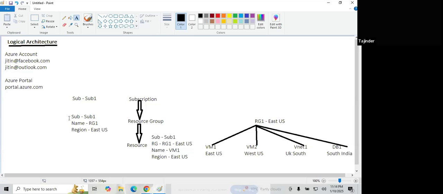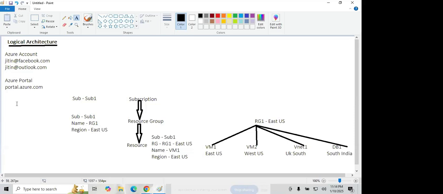Any question, any query so far regarding the logical architecture? No, we are good. All right.